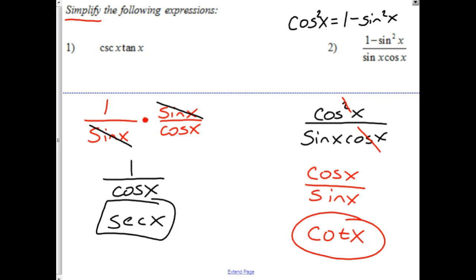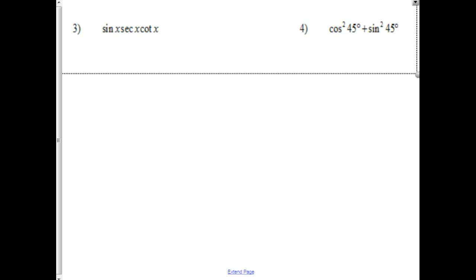Number 3. And we're just going to kind of keep playing with these until you guys kind of pick up on it a little bit better. Okay, number 3. I see a whole bunch of things multiplied together. I kind of want them in the same terminology, so I'm going to do tip number 1 again. You're going to notice that tip number 1 is used a lot. So I'm going to change everything into sine and cosine.